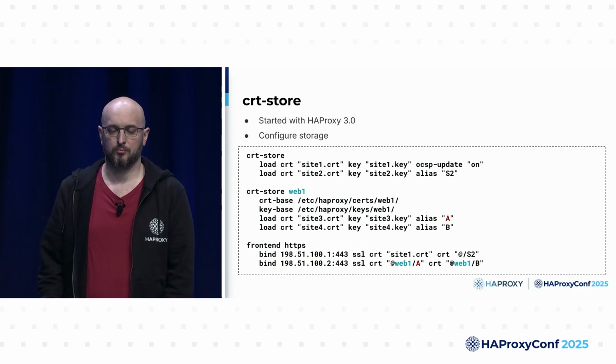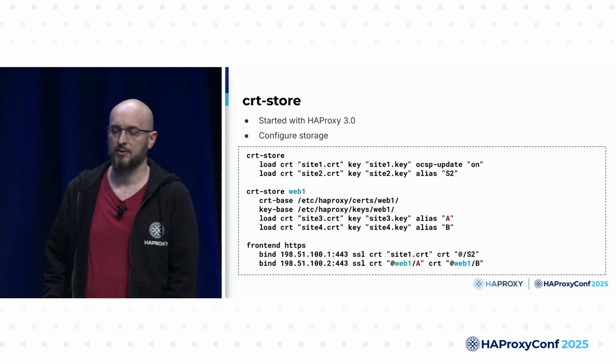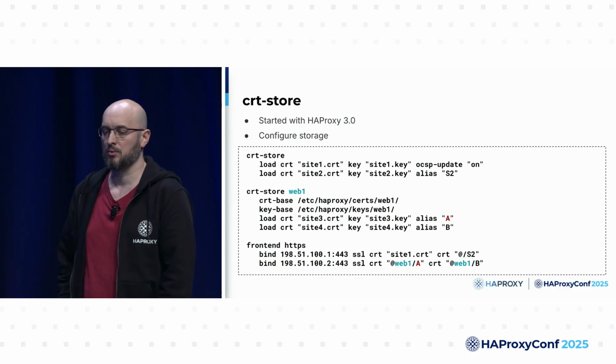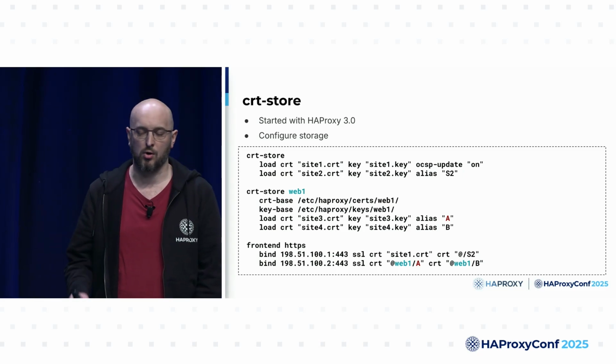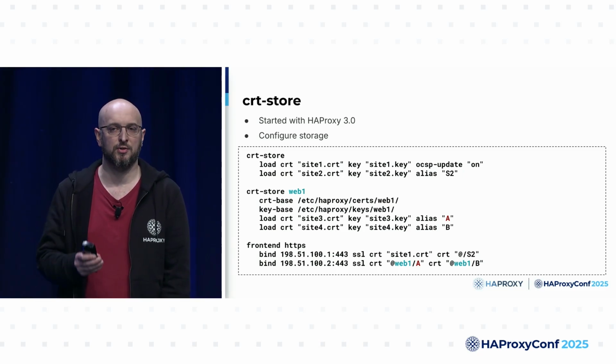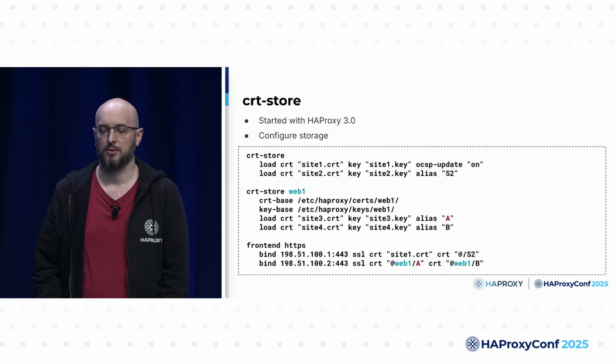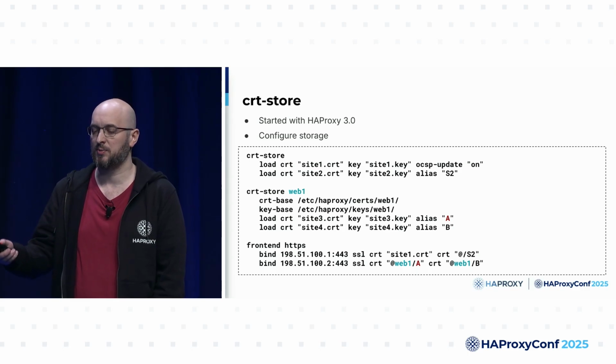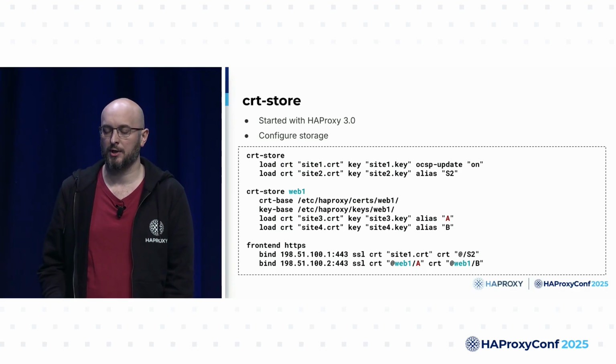It was still difficult to organize certificates. Previous versions of HAProxy needed the key and the certificate in the same PEM file. It was not convenient if you wanted to separate the permissions of the files or put the certificates and the keys in different directories. So the CRT store is a way to configure the storage. If you look at this example, you will have the site1 certificate with its key configured. You also have options like the OCSP updates and other options related to storage.